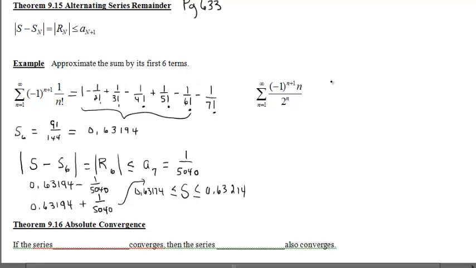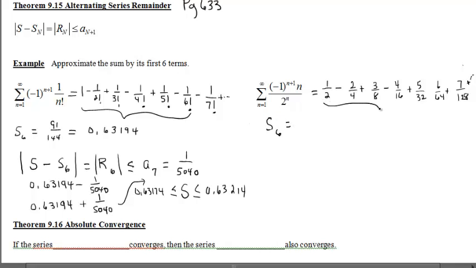Again, let's approximate the sum by its first 6 terms. So let's generate those first 6 terms. All right, so generating the first 7 terms, and then plus dot, dot, dot. What I want to do is find the 6th partial sum, so adding the first 6 terms, 1, 2, 3, 4, 5, 6. I get 0.1875.